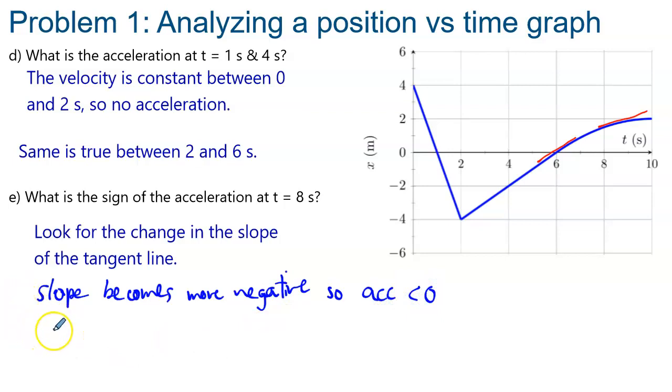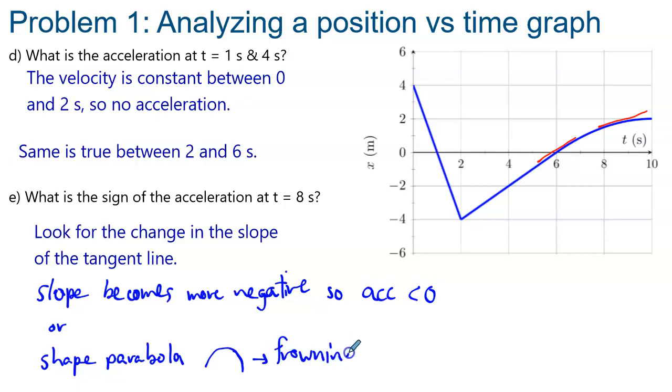Another way to see this is to just look at the shape of the parabola. The shape of the parabola in here is clearly open downward, right? So it's part of a frowning face. And remember what we've seen before, when you have a parabola that is opening downward, we know that this corresponds to an acceleration that will be smaller than 0. So negative acceleration once again.